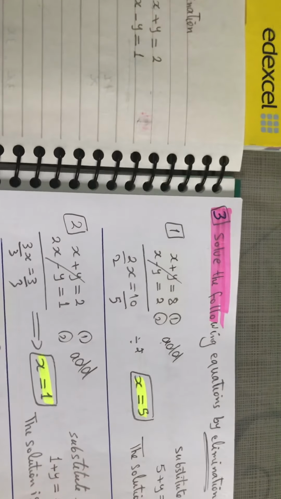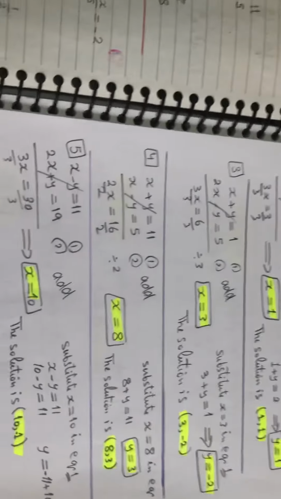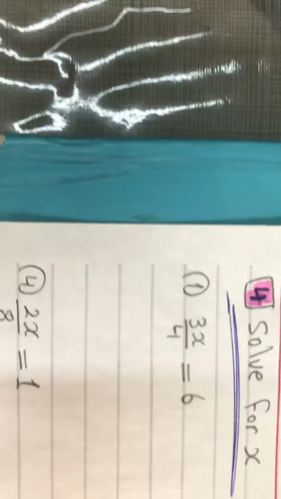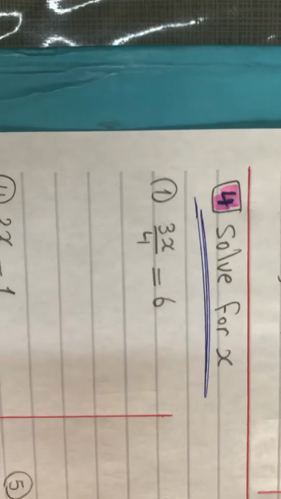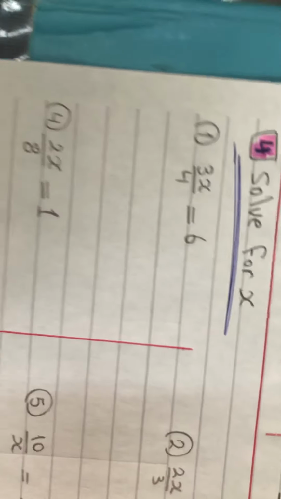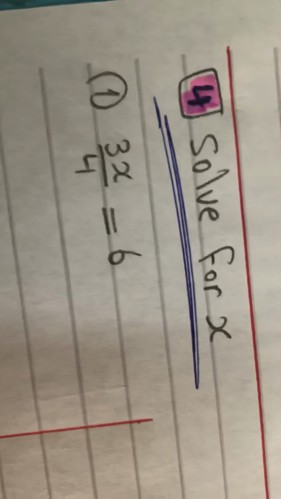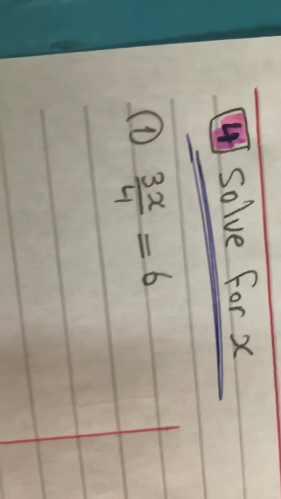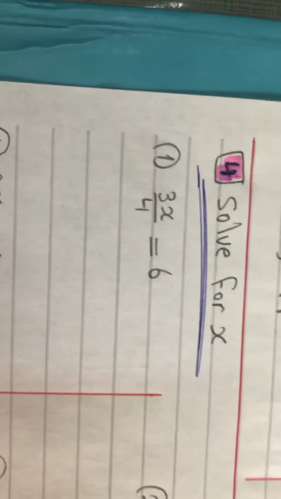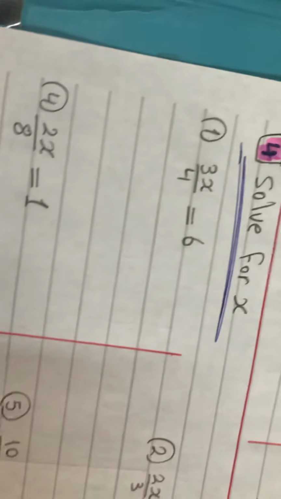This is question number 3, containing 6 simultaneous equations. Question number 4, solve for x. I ask you to solve the equation 3x over 4 equals 6. You can use cross multiplication. Okay, so here 6 we can put it over 1 and make cross multiplication like this.